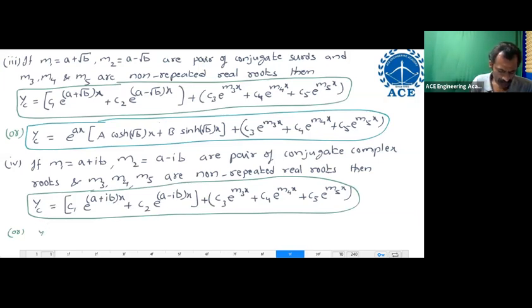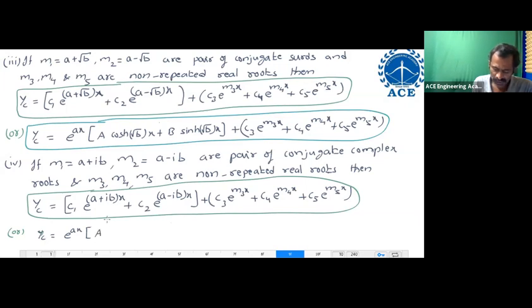Yc equal to... e power ax is common. Instead of c1 e power ibx plus c2 e power minus ibx, we use the trigonometric functions, because e power ibx is cos bx plus i sin bx only, and e power minus ibx is cos bx minus i sin bx only. After simplification, we can have it like this.